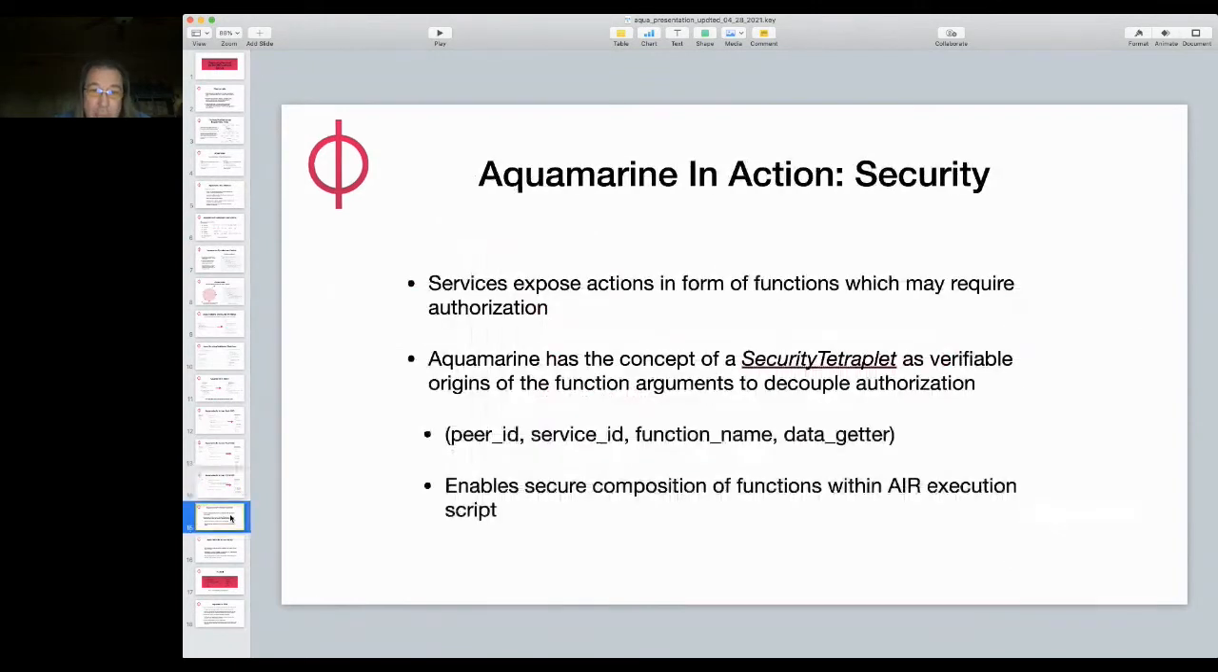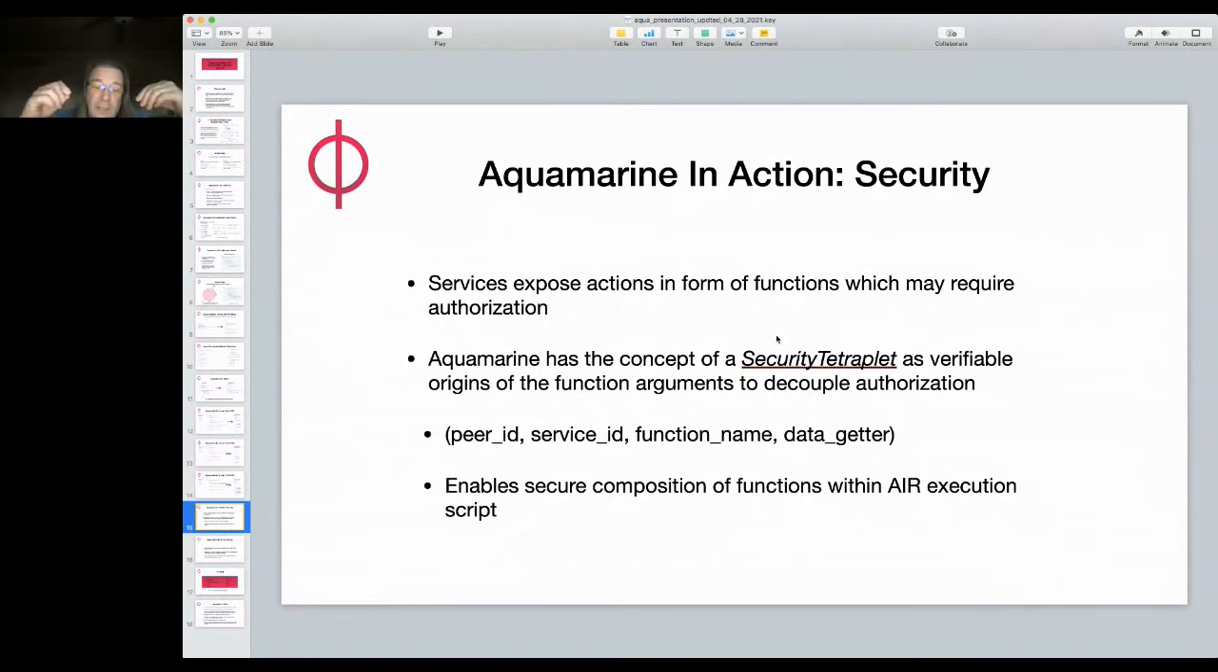So now you say, well, what about security? So this is all nice. You got a peer-to-peer network. What are you doing about security? So in security, we have what's called a security tetraplet, and basically it's a data structure that combines peer ID, service ID, function name, data getter, and a few other things that are included in tetraplets, such as the public key and the signature of the application initiator.